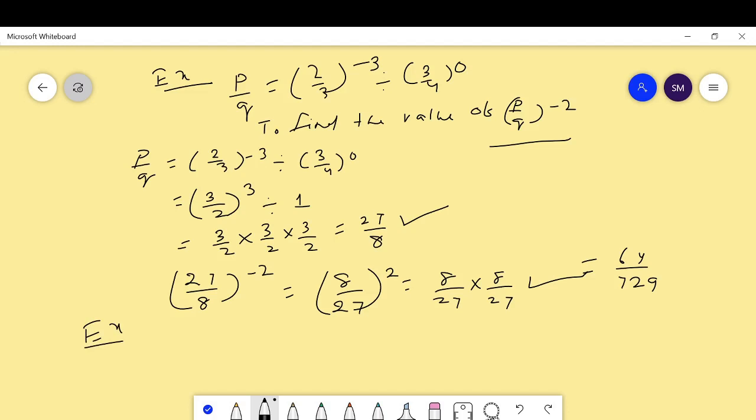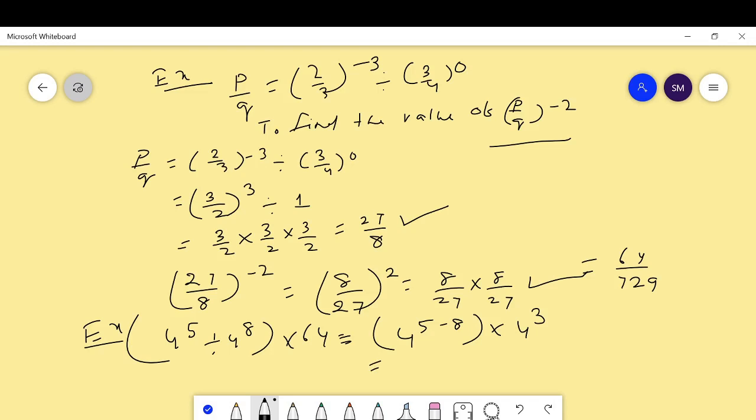Here is another example. Suppose the question is given: 4 to the power 5 divided by 4 to the power 8 into 64. In case of division the exponents get subtracted. Then here, 5 minus 8, into 64. You can write 64 as 4 to the power 3. 64 can be written as 4 to the power 3: 4 fours are 16, 16 fours are 64.